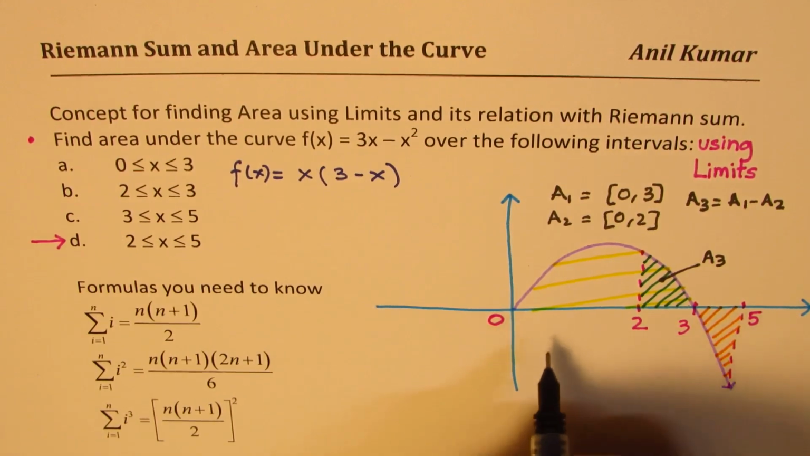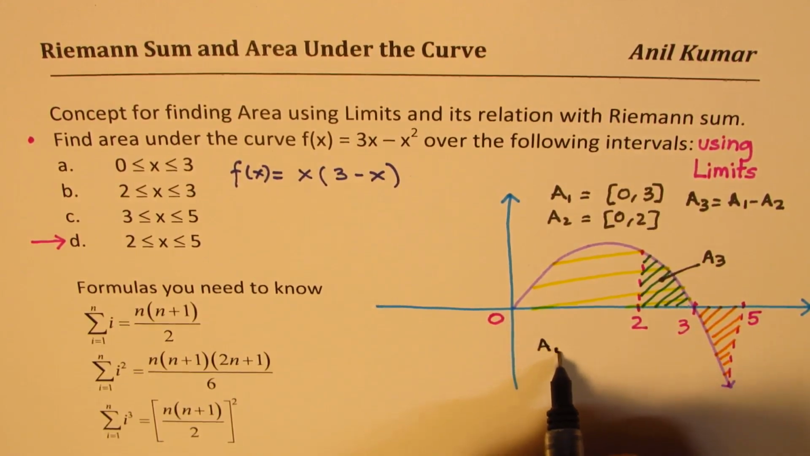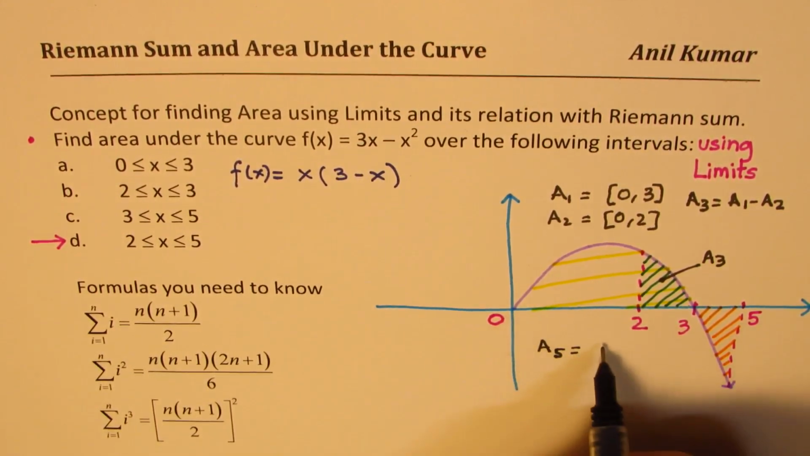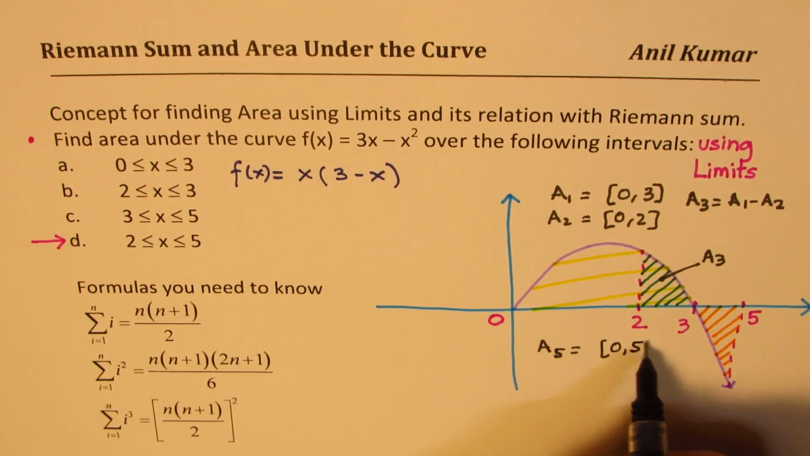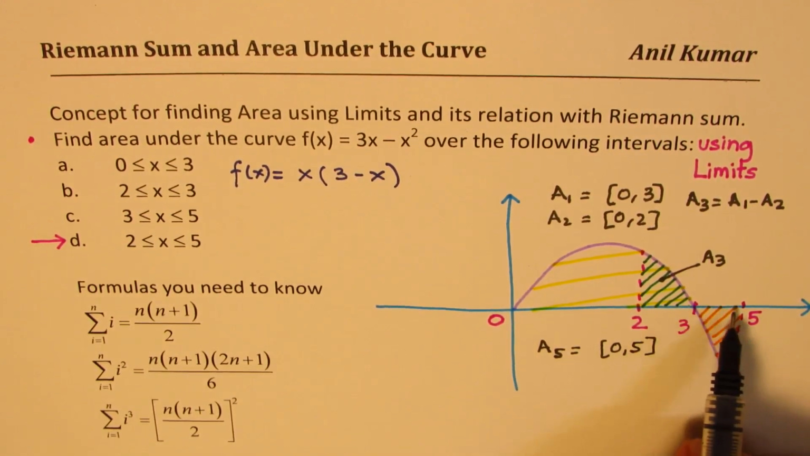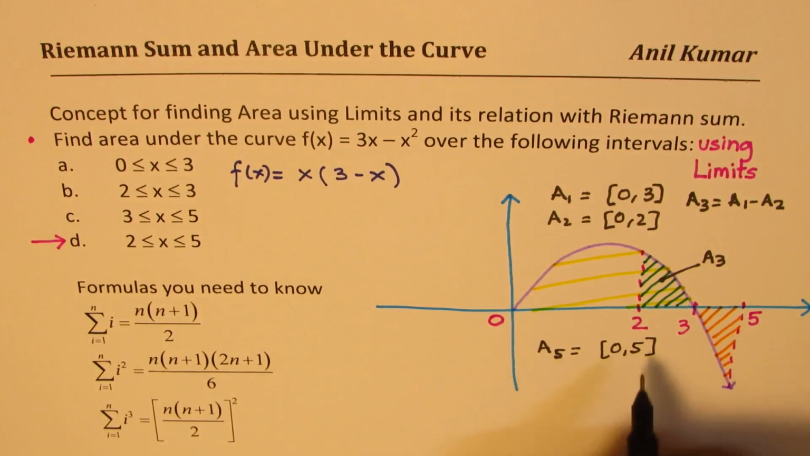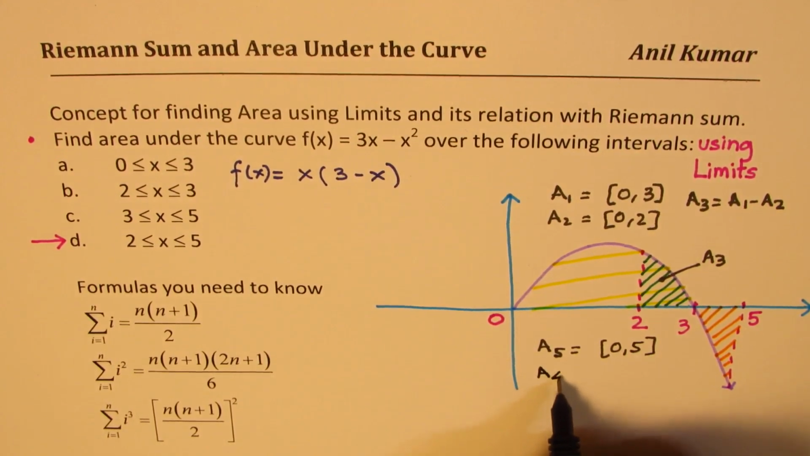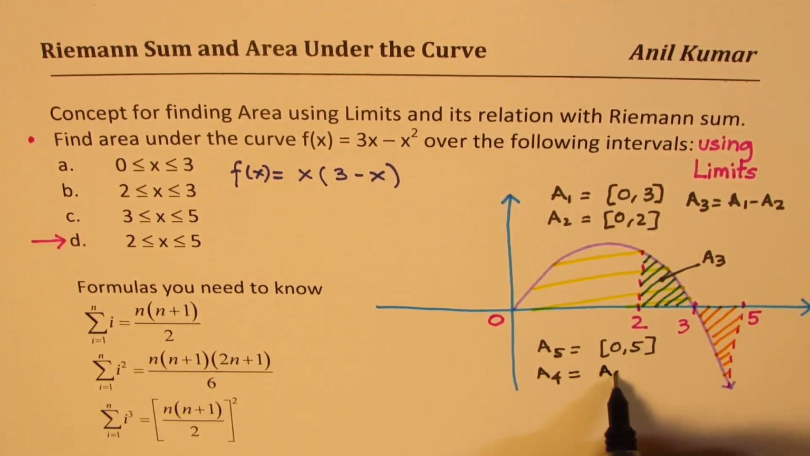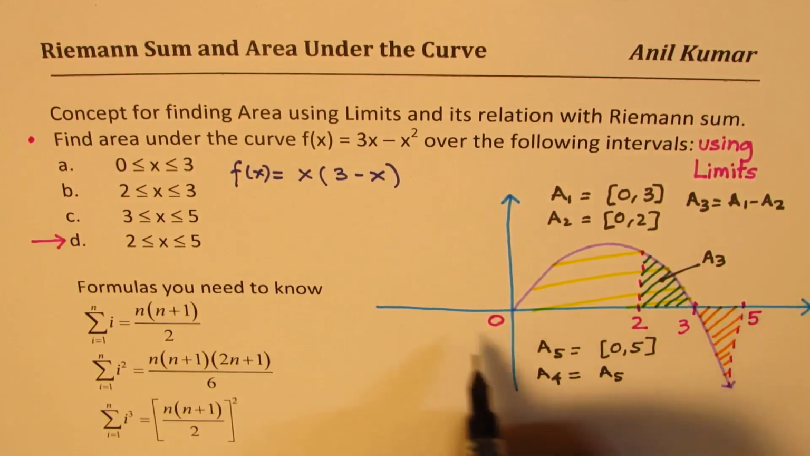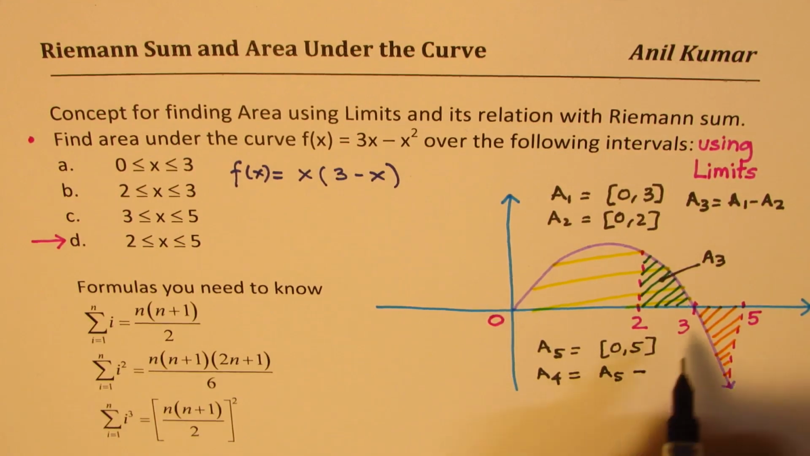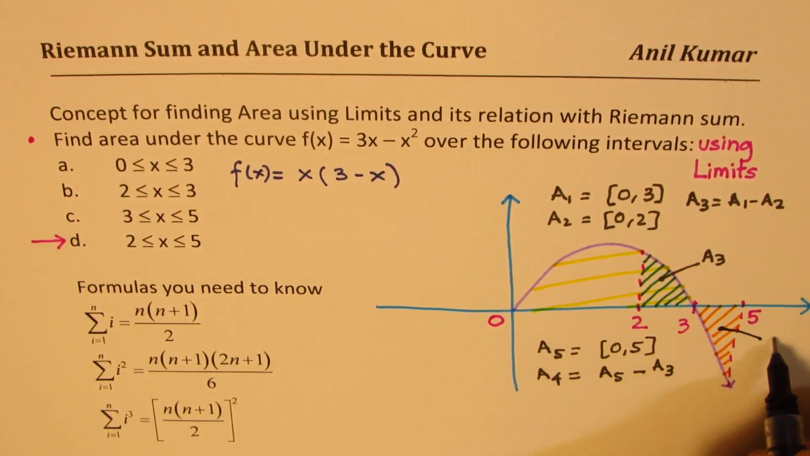Now, we'll again find area, let's say A5, which will be from 0 to 5. Then what we are going to do is we'll find area A4, which is going to be area A5 minus area A3. So when I do that, I get this area, which is A4.